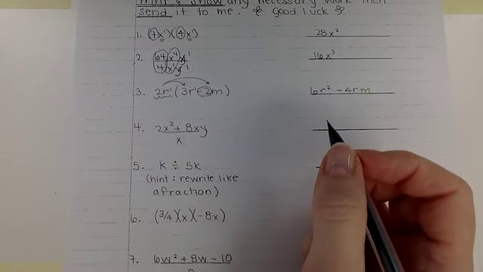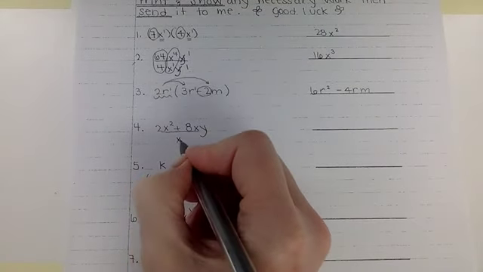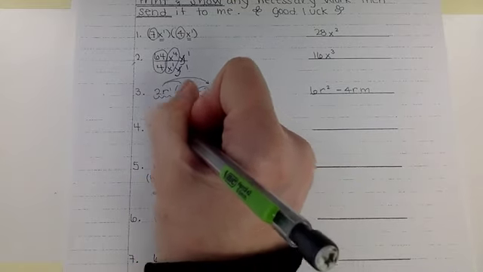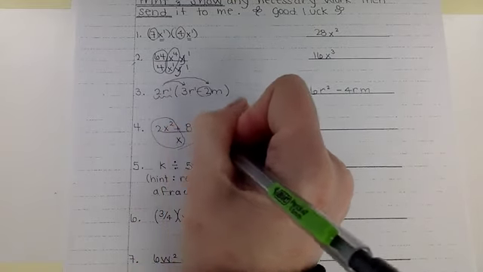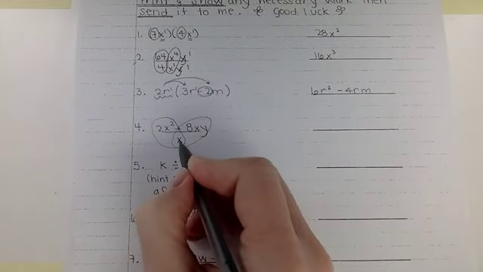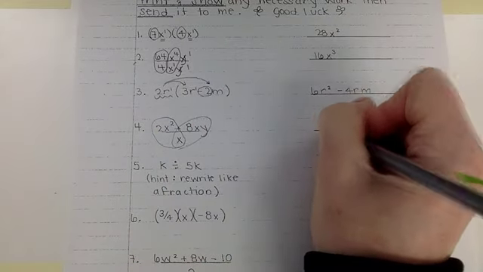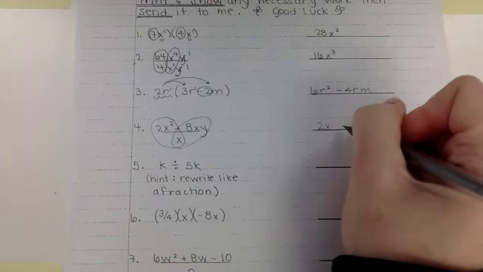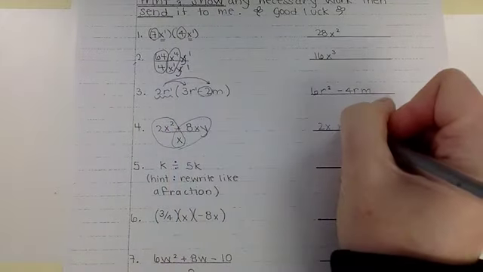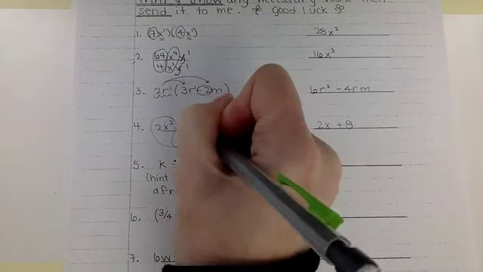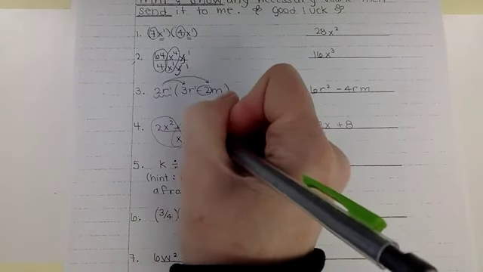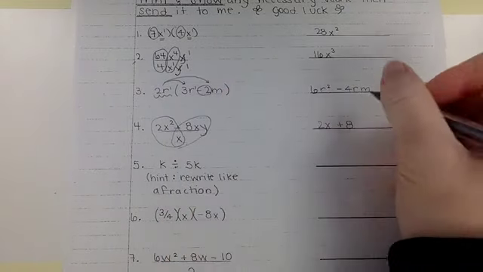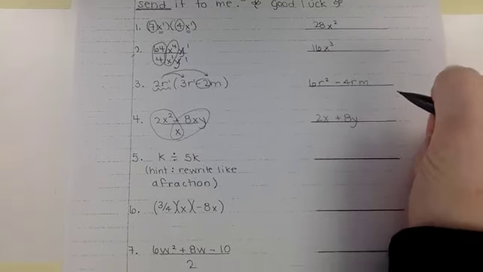Okay, number 4, these have to both be divided by the x, so you're thinking here and here. So number divided by number, we still have 2. X squared divided by x is just x to the 1. Number divided by number plus 8. X divided by x is just 1, so we don't need to write that. And then the y is still left.